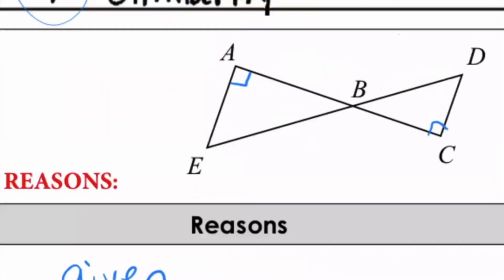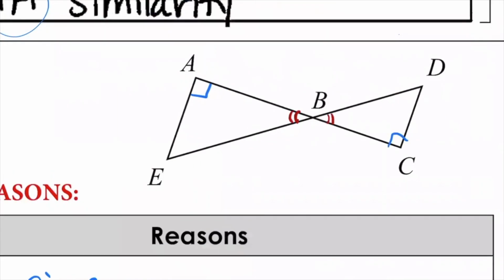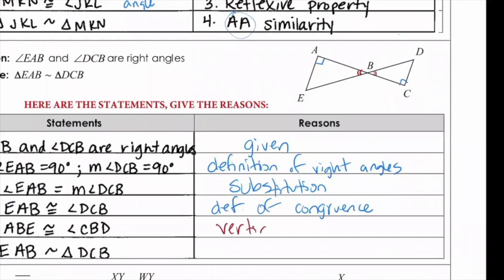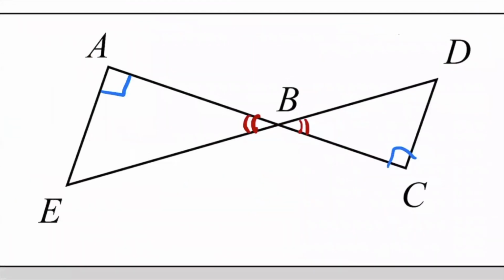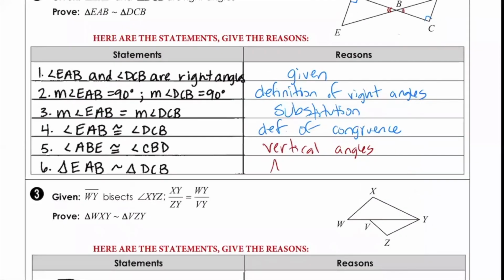Why? So let's look right here. ABE and CBD. Why can we say those are congruent? Vertical angles. Perfect. And now, what do you notice? We have two angles equal to each other, right? So what can we say? AA. Triangle EAB is... AA similarity. Very good. Not so bad, right?